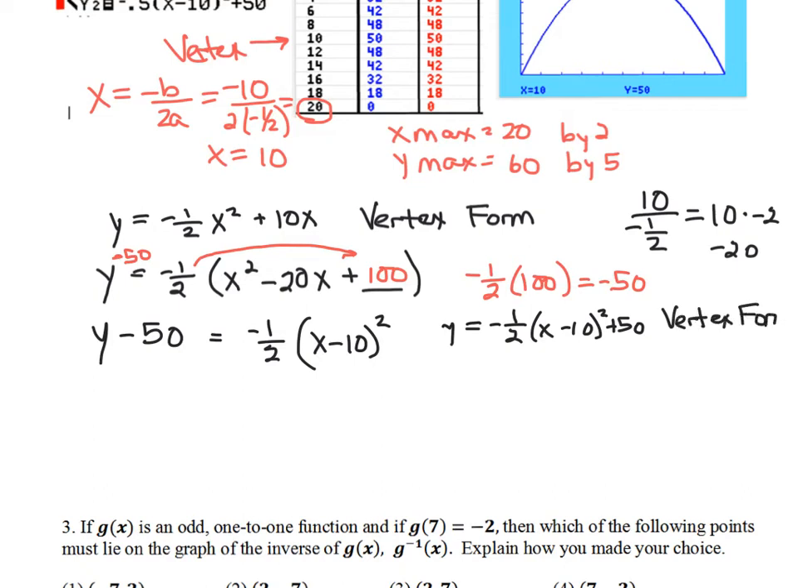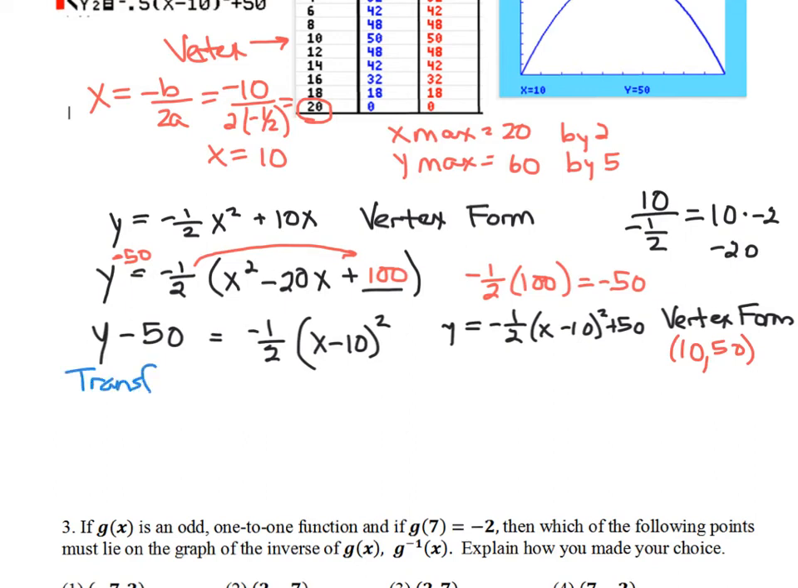And yes, once again, I could read off the vertex right from that vertex form. So I can see that the vertex is 10, 50. So I'm going to jot that down and say 10, 50 is my vertex. Let's once again talk about the transformations.